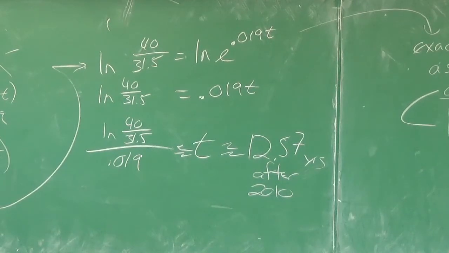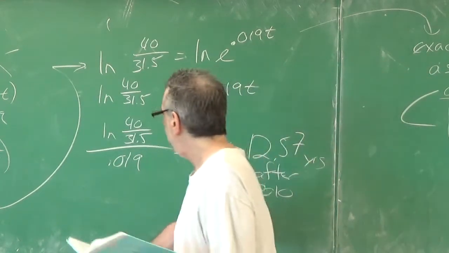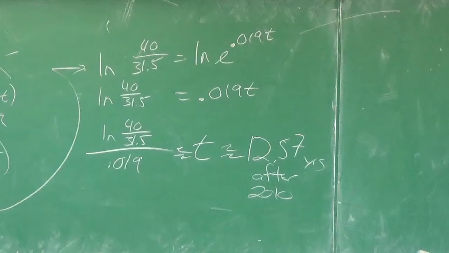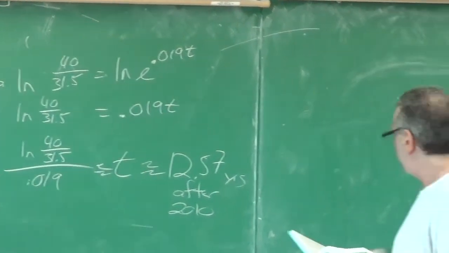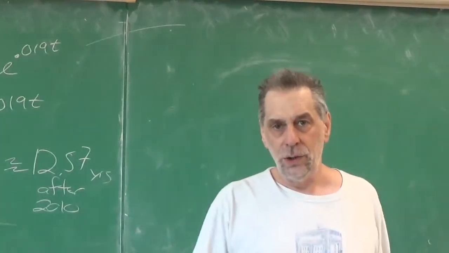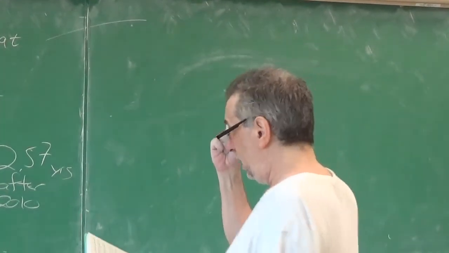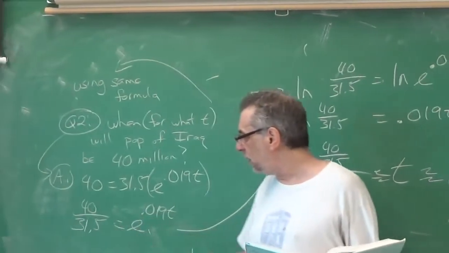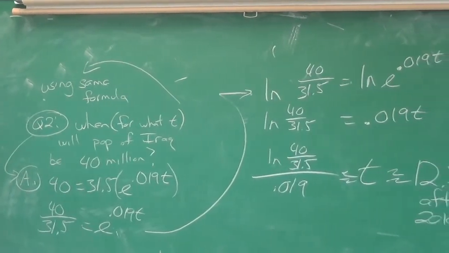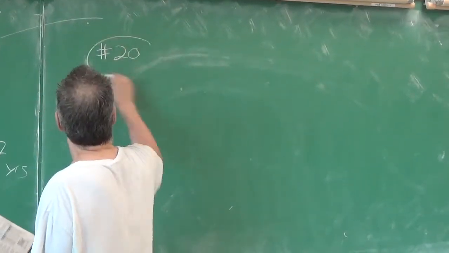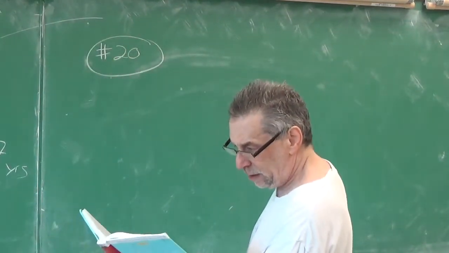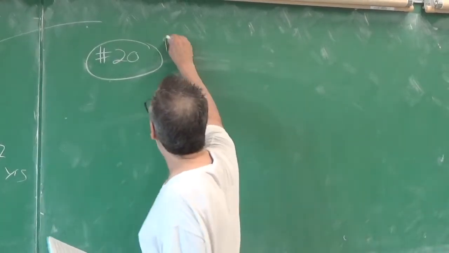So let's look at something that's going the other way. Exponential decay. So there's no real new information here. We're just applying our knowledge of solving exponential equations to some word problems, right? Using taking logs of both sides to solve these equations. So we're not learning any new methods here. We're just applying the methods that we've already learned and solving these questions. All right, so this is number 20 on page 505.